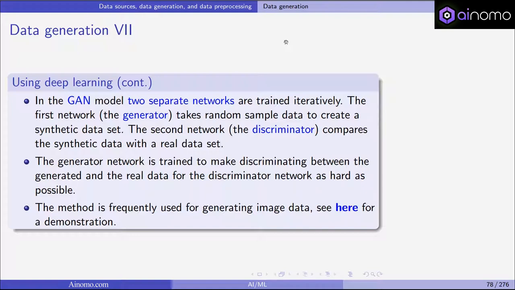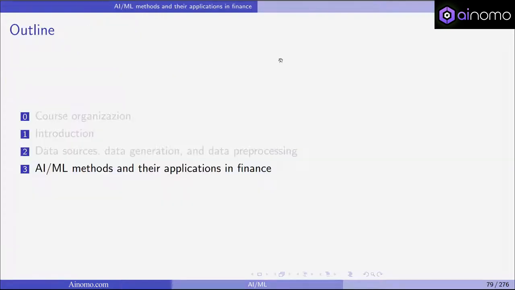This is obviously what you want to try to achieve when it comes to data privacy. No one should be able to determine whether this is the original observation or a synthetic one. And this is also frequently used for generating image data. If you click on this link here, you can watch a demonstration on YouTube for the GAN. I don't want to go into detail here, but you should know that you can also use deep learning algorithms for data generation.